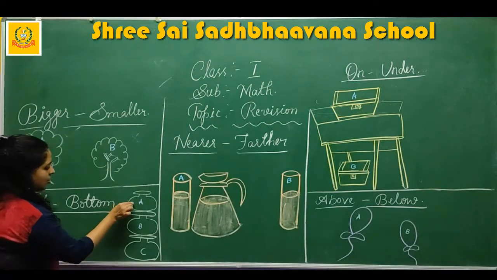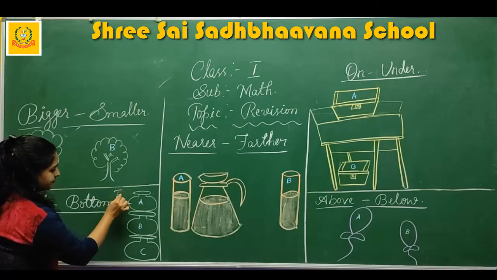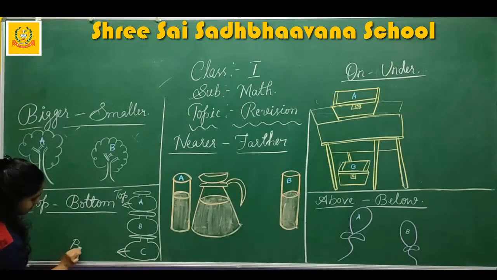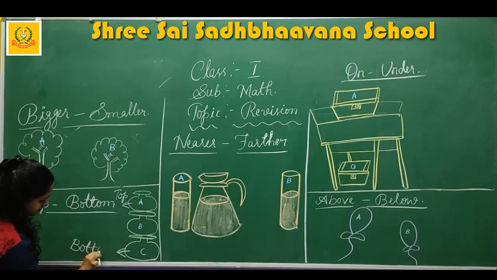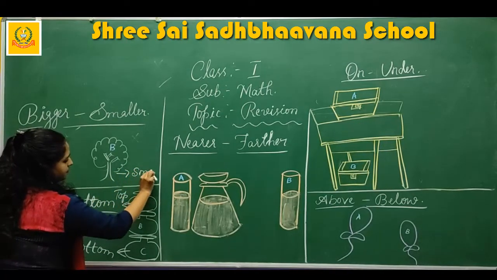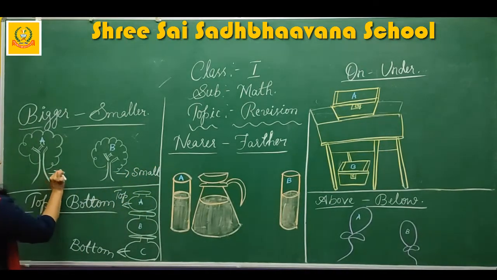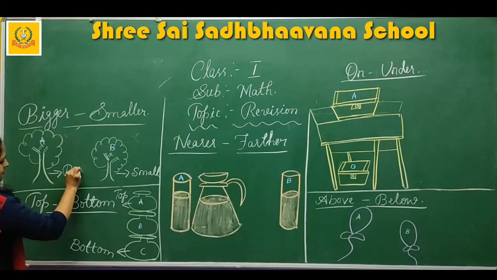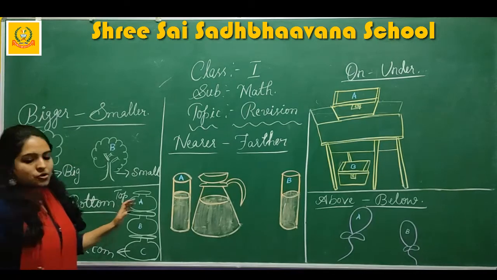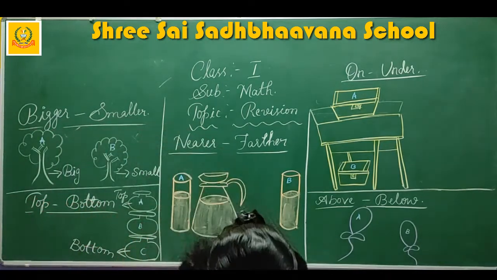This is called top and this is bottom. This is the small and this is the big. Understood, children? Yes. So same thing in your textbook.